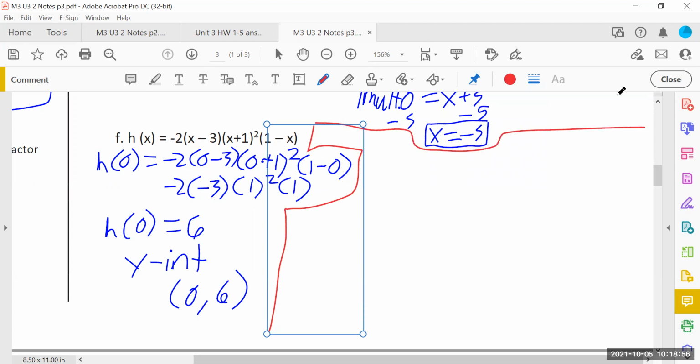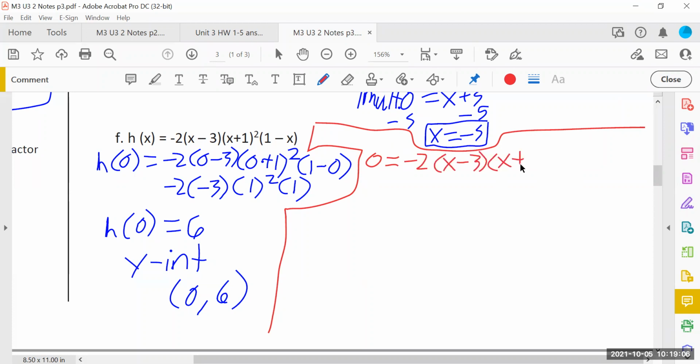So the x-intercepts then means taking the whole thing and equaling it to 0. 0 equals negative 2, x minus 3, x plus 1 squared, 1 minus x. Okay, technically I have a 0 equals negative 2. Is that ever going to be true? Negative 2 can't be 0. Does that make sense on its own? So we're going to leave that one. Yes, it's a factor, but it can't be 0. So it's not going to be an x-intercept. There's no x to solve for with negative 2.